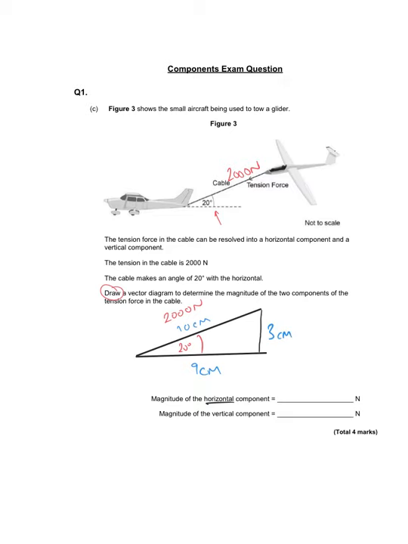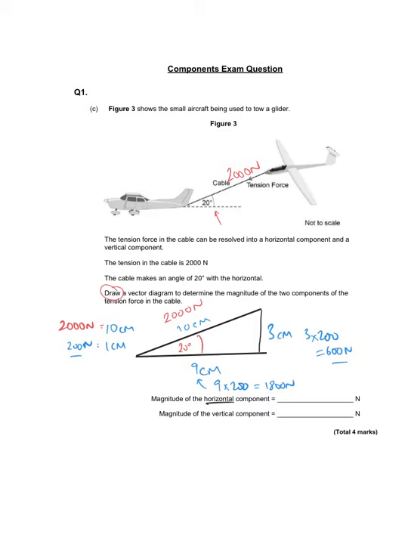But now we need to scale it back up again to 2,000 newtons, equivalent to 10 centimeters. So then 1 centimeter, if we divide by 10, equals 200 newtons. So I've got 9 centimeters just here. So I need to multiply that by 200. So 9 times 200, that's going to give us 1,800. And this one will be 3 times 200, that's going to give us 600 newtons.